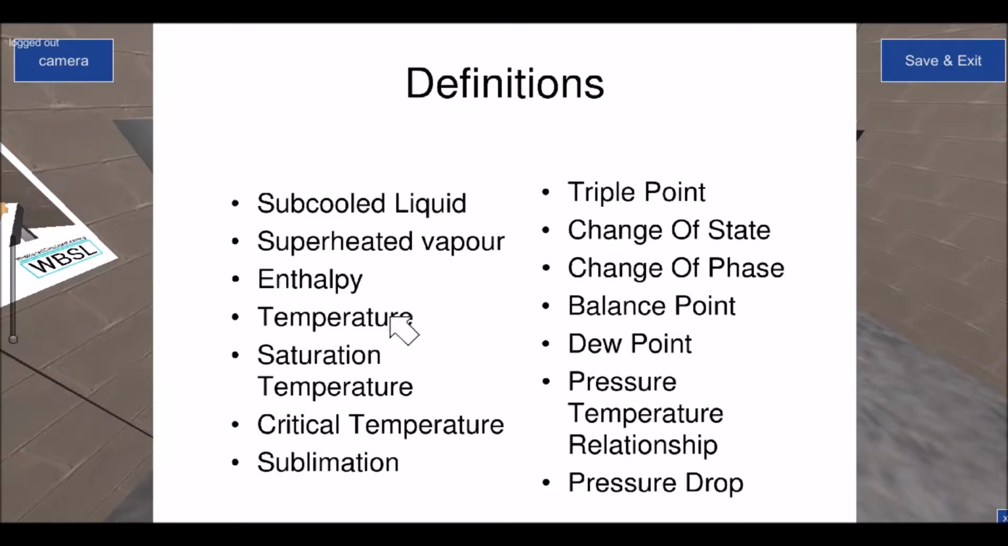Okay. Temperature then is the thermal energy, if you like, so it's a means of measuring thermal energy. Saturation temperature is the temperature at which a substance will start to change its state, or change its phase, if you like. Critical temperature is the highest temperature that a refrigerant will go to and still be condensable by application of pressure.